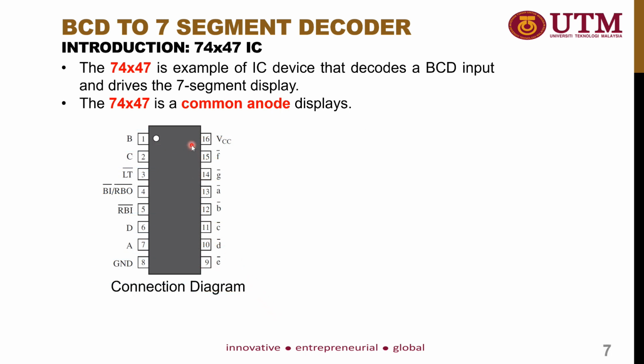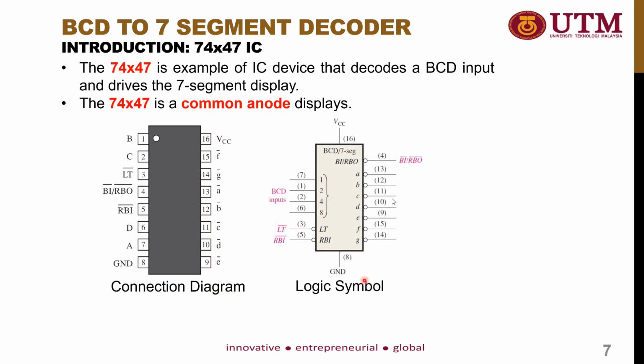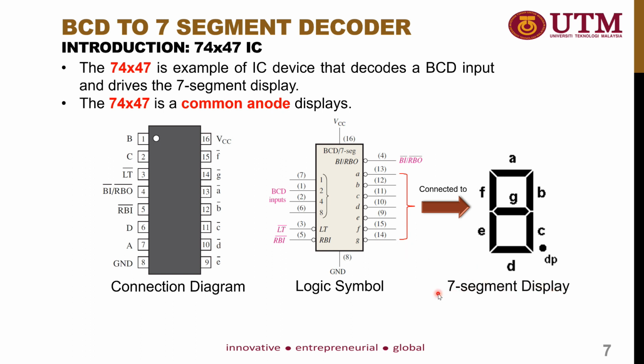Okay. So this is the logic symbol of the BCD to 7-segment decoder, and the output will be directly connected to the 7-segment display. So you see here, the 7-segment display has its own sequence of letters. You see here we have A, B, C, D, E, F, and also G. So you need to remember the sequence of each and every letter in order for you to not get confused when you answer the question inside your test or inside your final exam.